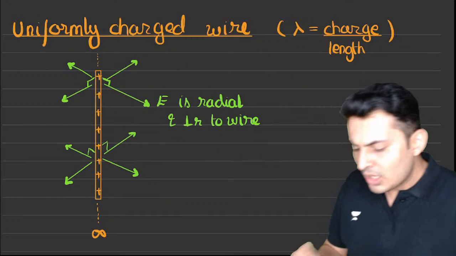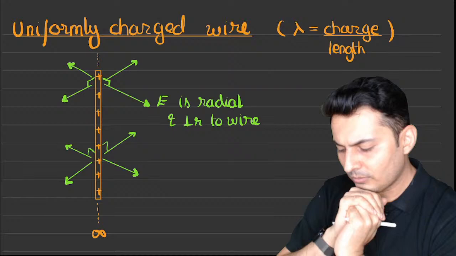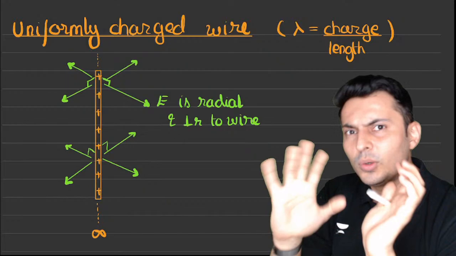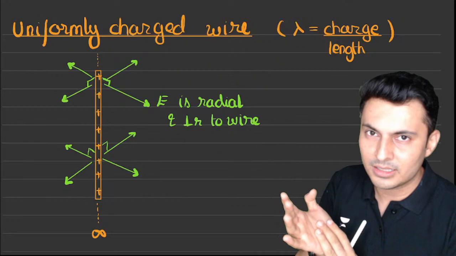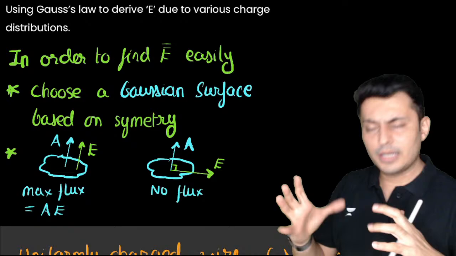Now I have to think how to calculate this E. My job is to find the value of E using Gauss's law. I know in Gauss's law, I have to choose a Gaussian surface. Without that, I cannot proceed. So to find the field, I'm using Gauss's law. To use Gauss's law, I need a Gaussian surface. How do I choose a Gaussian surface? I have told you, it should be based on symmetry. It should make sure that in some places the field is parallel or perpendicular to that area.